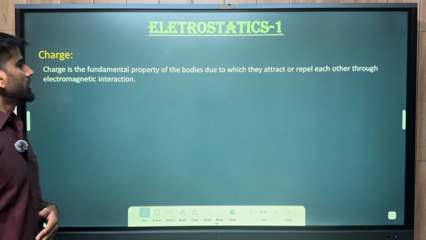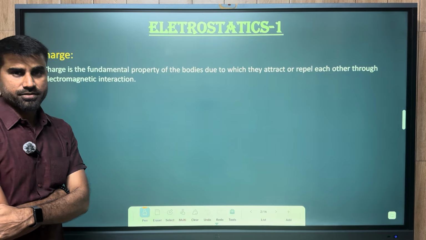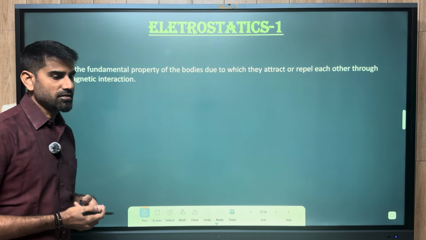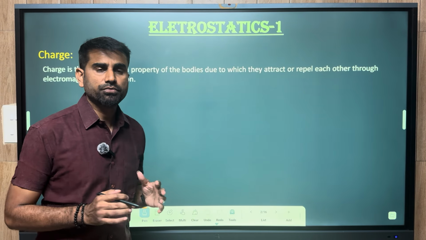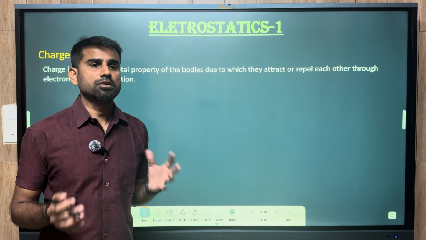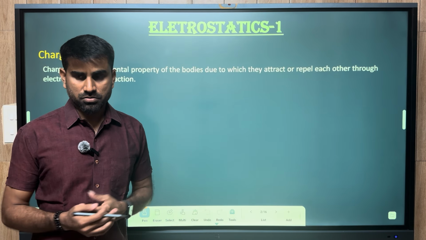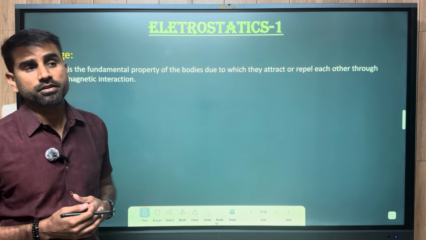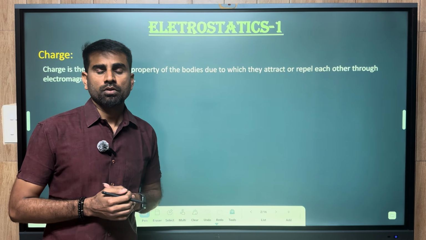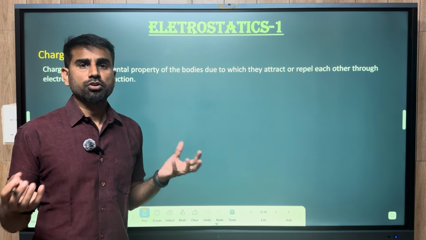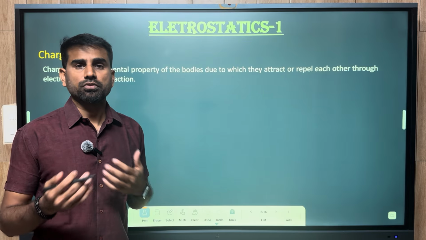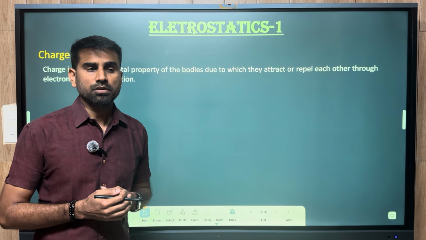First, let us understand the definition of charge. Charge is a fundamental property of bodies due to which the objects either attract or repel through electromagnetic interaction, or we can simply say that electric force. Okay, so when charges are brought near to each other, they exert force on themselves.